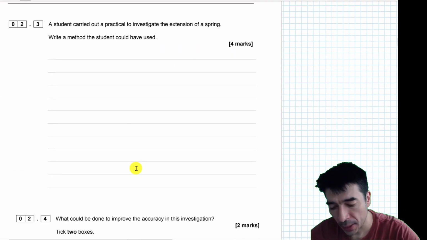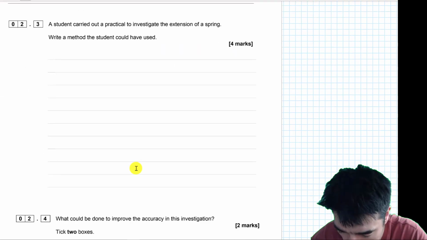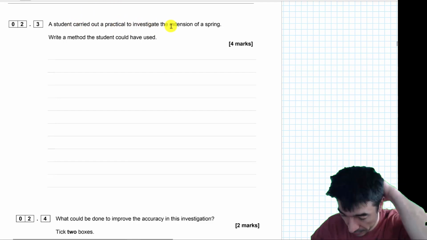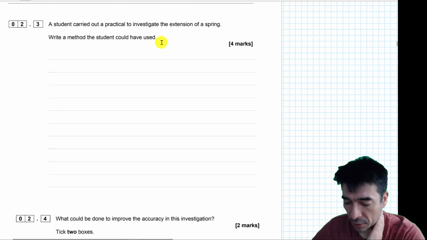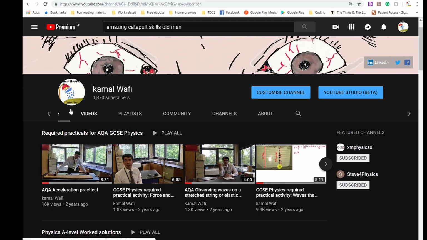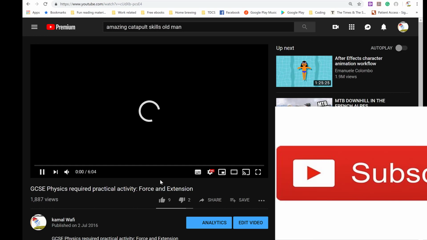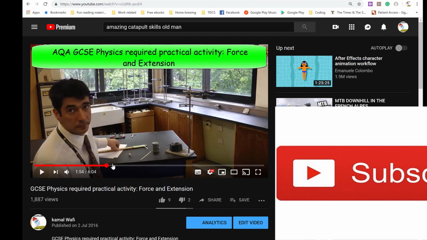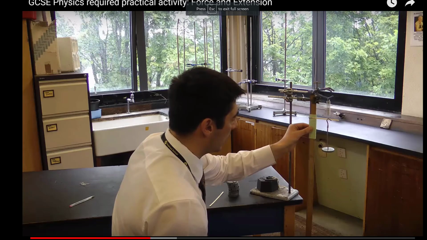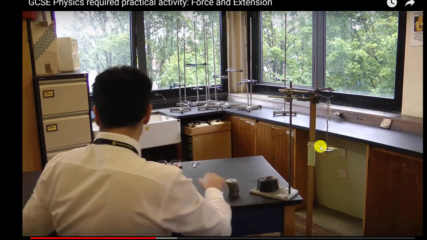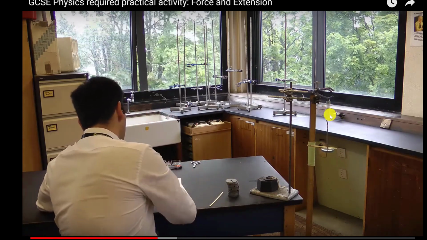Right. A student will investigate a practical to investigate the extension of the spring. Write a method the student could have used. 4 marks. Don't just skip it because it's a 4-mark question. I've got a video on this if you want to see. So if you go to my channel, you'll find a required practicals playlist, and here is the required practical for force and extension. Okay, so this is the AQA required practical for Hooke's law. I think I show in this one, I'm getting a value of 8.4. So I'm using a pointer here to measure, and I've waited till the spring is stationary.